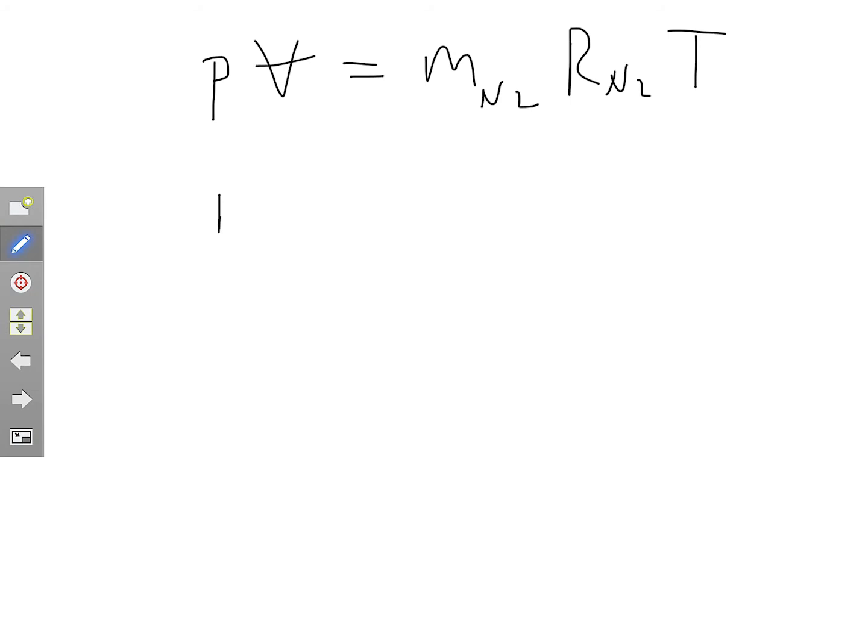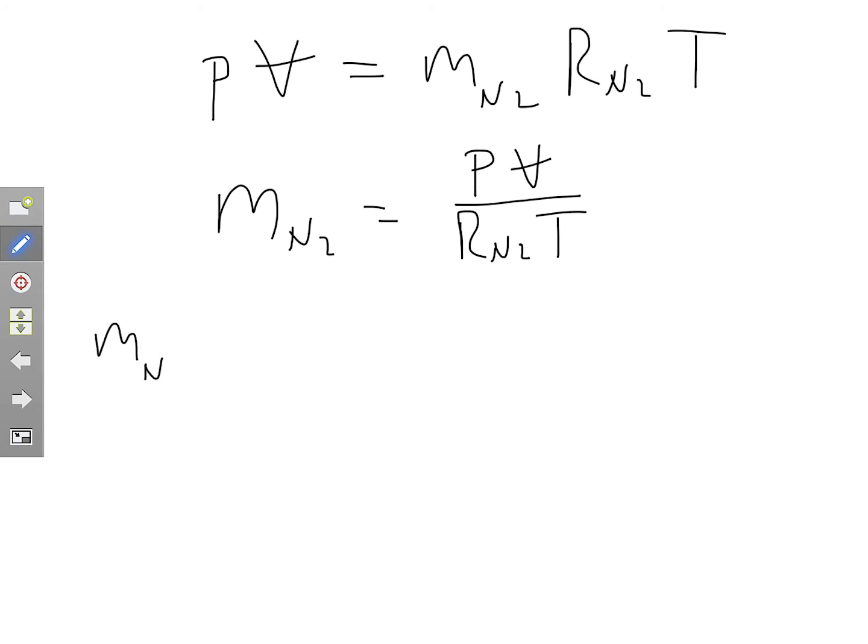So what we want to do is use the pressure times volume. We're going to use the mass form of the equation, and we're going to have R nitrogen times the temperature. And we're going to solve this for the mass. That's what we want. The mass of the nitrogen is going to be the pressure times the volume over the gas constant for nitrogen times the temperature. And we've already got all the pieces from the slide before.